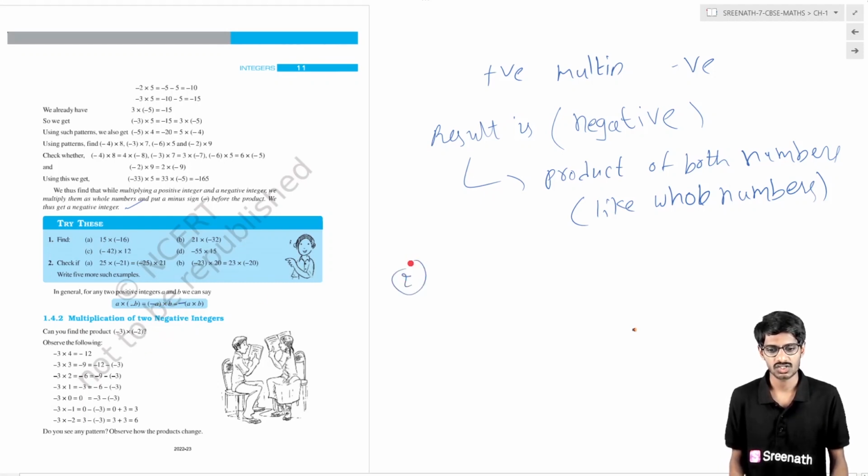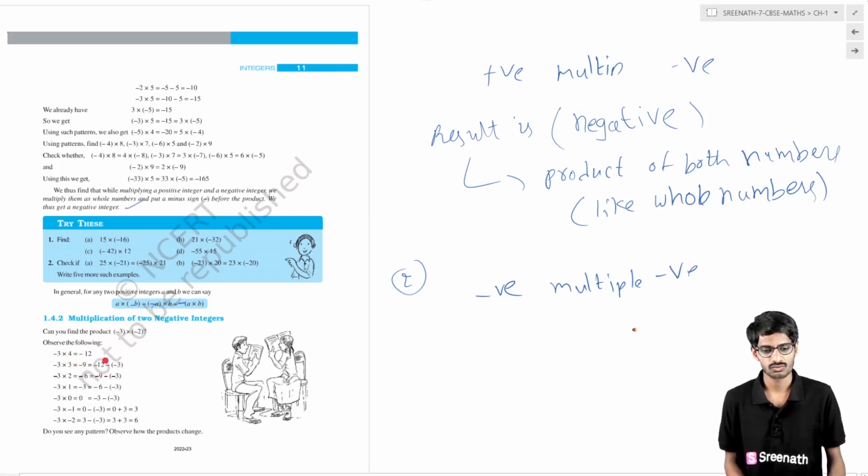Now what is the second condition? The second condition is multiplication of two negative integers: negative multiplied with negative. What happens when you multiply negative and negative? Basically, can you find the product of minus 3 into minus 2? Before that, minus 4 into minus 3 gives rise to 12. In this way, you go minus 3 into 0, minus 3 into minus 1, minus 3 into minus 2. Then what do we get? Minus 3 into minus 2 is nothing but plus 6. So we can write minus 3 into minus 2 is equal to 6.